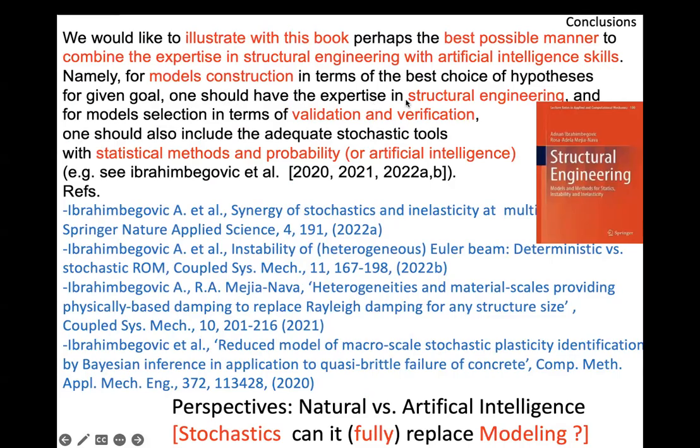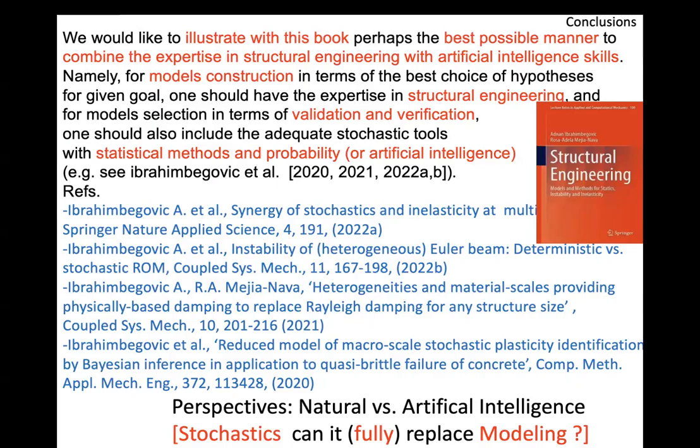One should have expertise in structural engineering, you or the whole group of people working with. And for model selection, in terms of validation and verification, meaning whether the model is right and whether sufficient discretization was done, then you can use the heuristic tools and the statistical methods from artificial intelligence. But to put it the other way, if you start with a lousy model, probability will not give you a good model. You will have something called garbage in, garbage out.